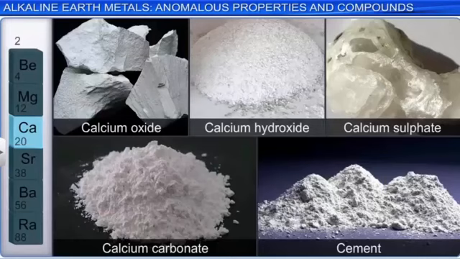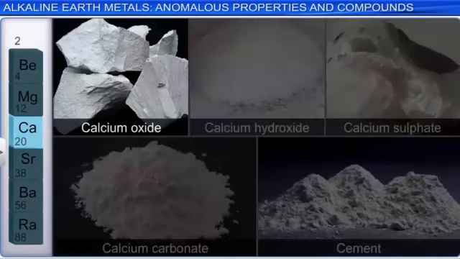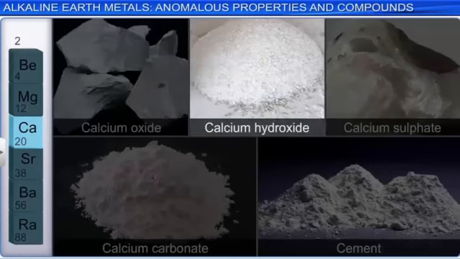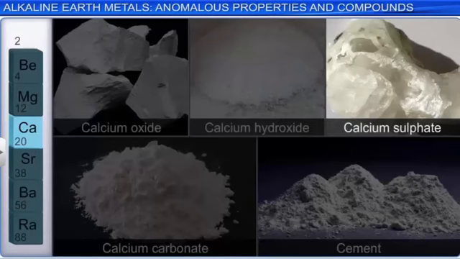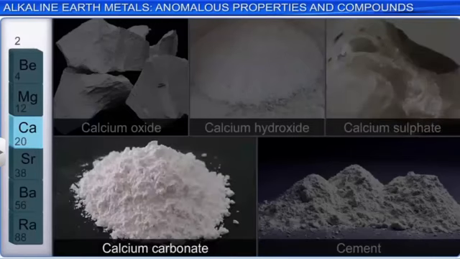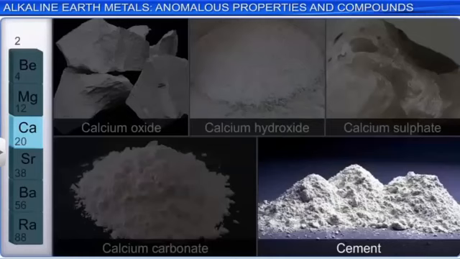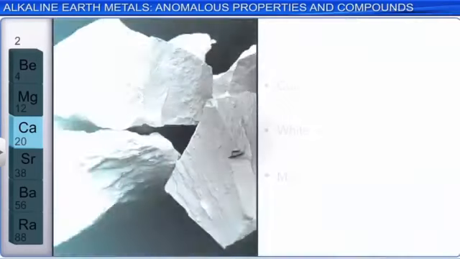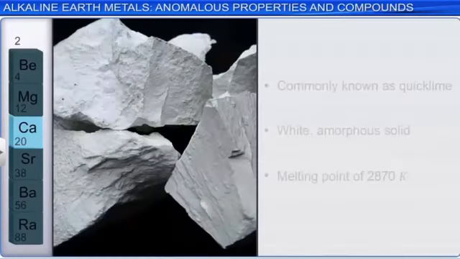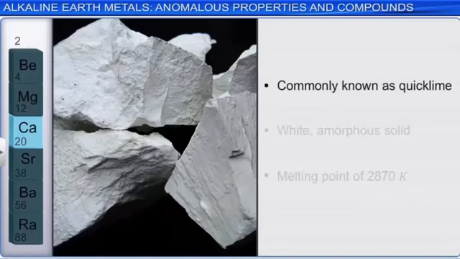Calcium oxide, which has the chemical formula CaO, is commonly known as quicklime. Calcium oxide is a white, amorphous solid with a melting point of 2870 Kelvin. To prepare calcium oxide on an industrial scale, limestone or CaCO3 is heated in a rotary kiln at 1070 to 1270 Kelvin.